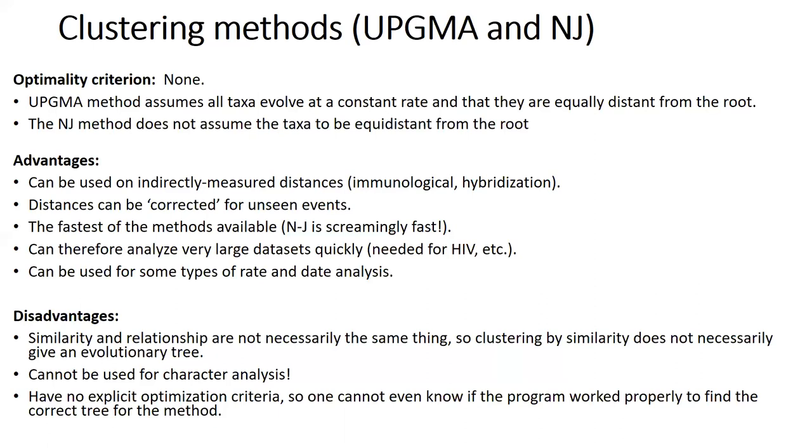However, there are some disadvantages related to these methods. So similarity and relationship are not necessarily the same thing. Clustering by similarity does not necessarily give an evolutionary tree. So these methods cannot be used for character analysis. Moreover, they have no explicit optimization criteria. So one cannot even know if the program worked properly to find the correct tree for the method.